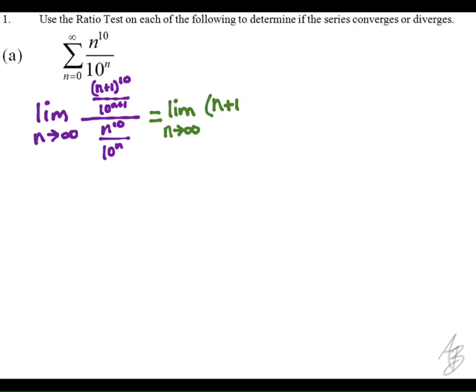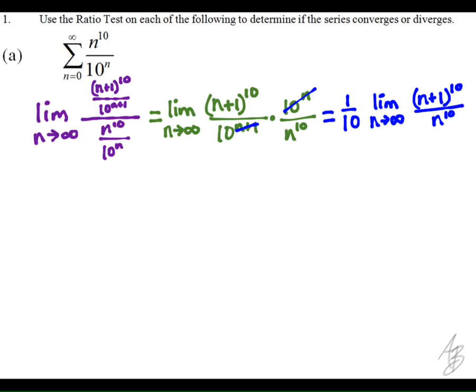To simplify this, we will multiply by the reciprocal of the denominator, and we'll see here that the 10 to the n is going to cancel out with 10 to the n in the bottom, and so we're left with just 10 down there. Since that 10 is independent of the n, we can rewrite this limit as 1/10 times the limit as n approaches infinity of n plus 1 to the 10th over n to the 10th.